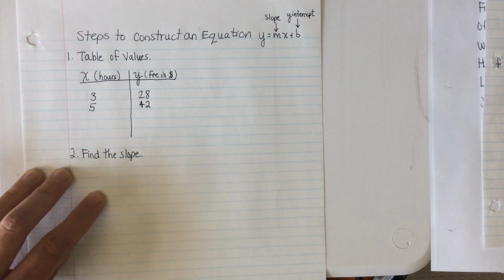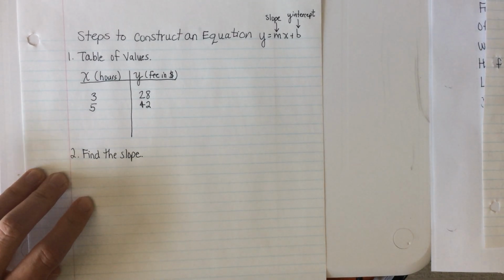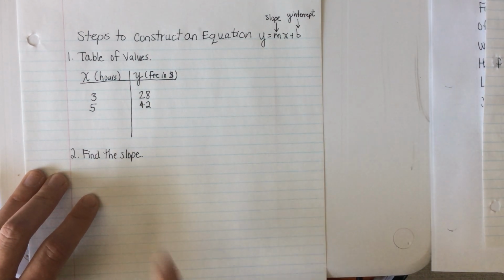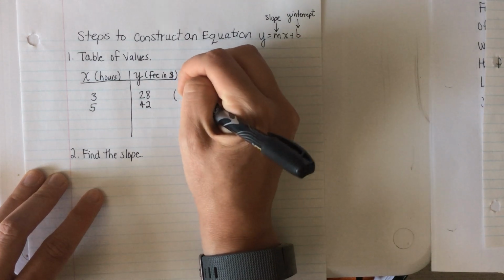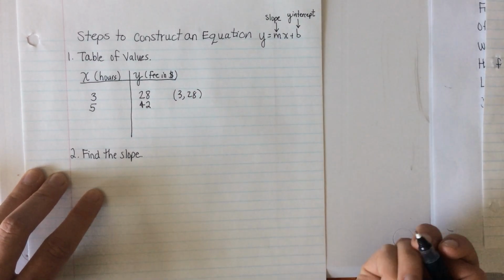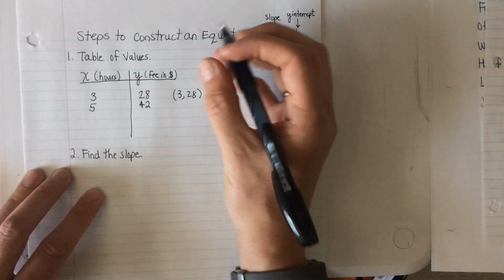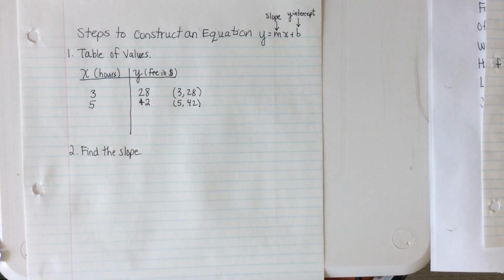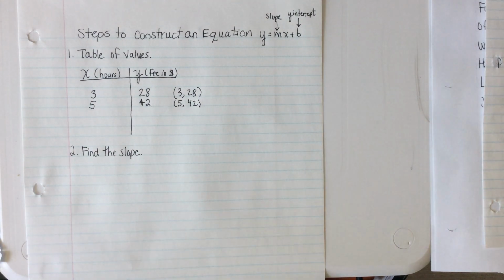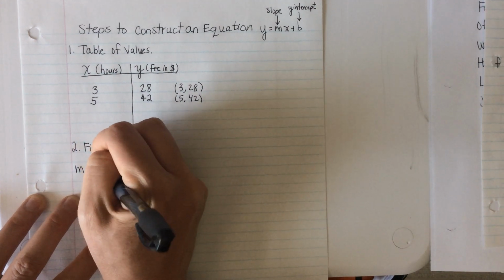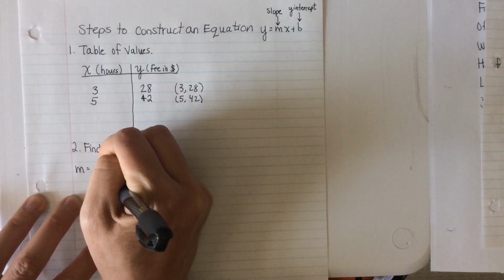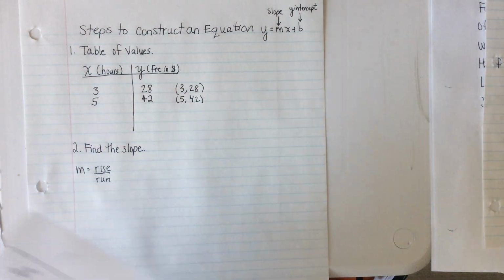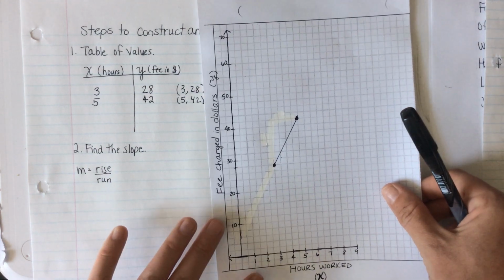There's 2 ways that you can do this. One would be to graph this information onto a Cartesian plane. These essentially are 2 ordered pairs. We can say 3, 28, so 3 on the x-axis and up 28 on the y. And we have 5 and 42. And once we have those 2 points, then we can find the slope using rise over run. So that's the first way we can look at to find slope: graph the coordinates and then use rise over run in order to find the slope.